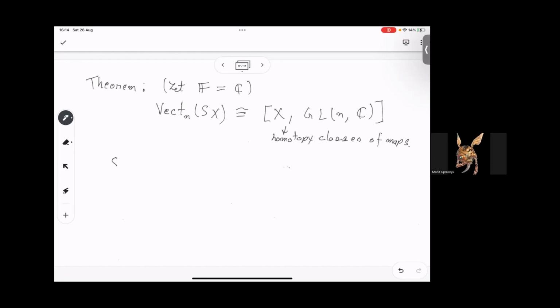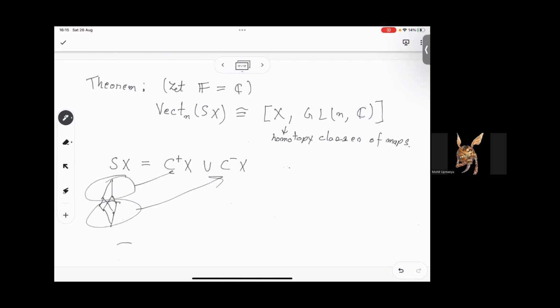So, the suspension of X is equal to cone plus of X union cone minus of X. If X was this space and we are suspending it like this, then I'll take the upper half and call it cone plus, and the lower part I'll call cone minus.